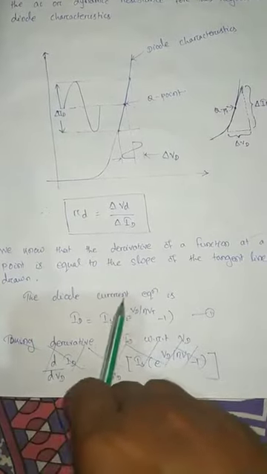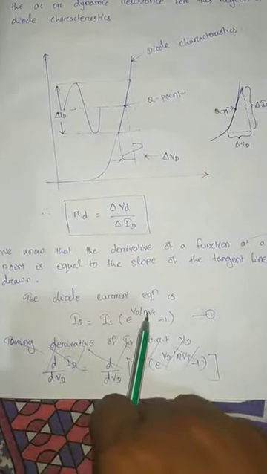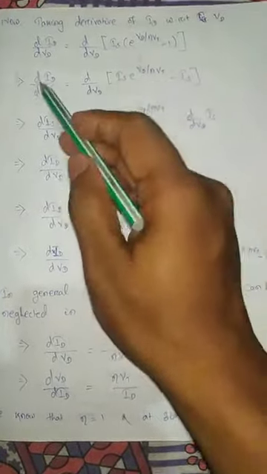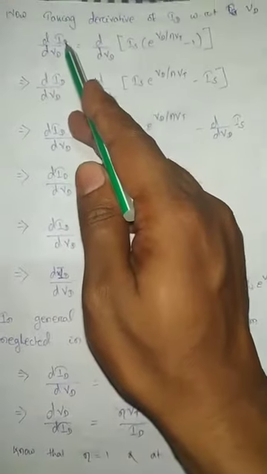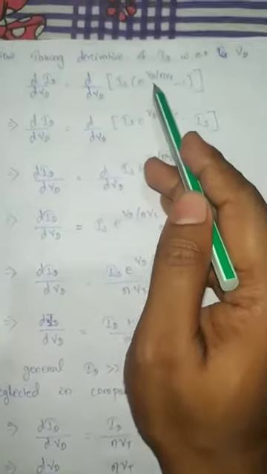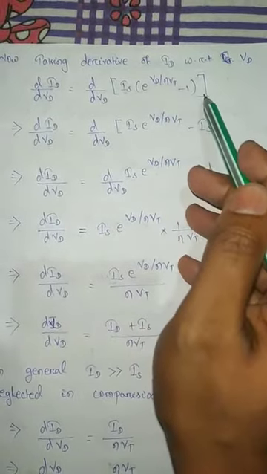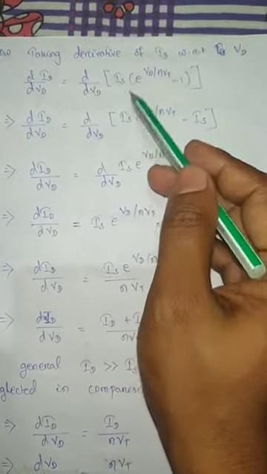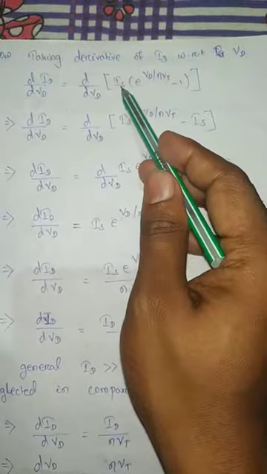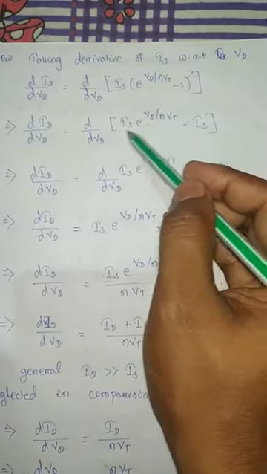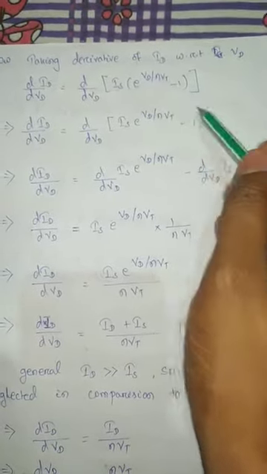We know that the diode current equation is Id equal to Is e to the power Vd divided by eta Vt, minus 1. If you differentiate this equation with respect to Vd, dId/dVd equals d/dVd of Is times (e to the power Vd divided by eta Vt minus 1). We just open the brackets and multiply the Is terms, so we get Is e to the power Vd divided by eta Vt, minus Is.